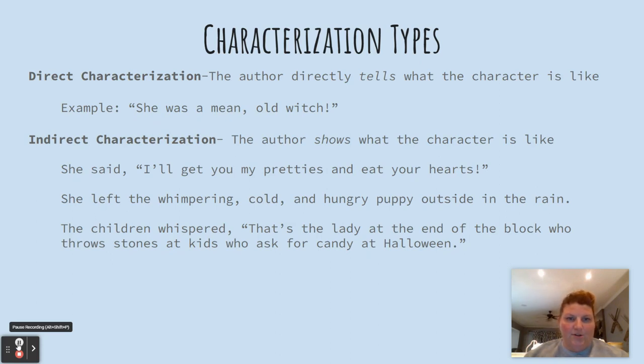With indirect characterization, the author shows what the character is like. For example, she said, the mean old witch, "I'll get you, my pretties, and eat your hearts." That tells us that she is mean. She left the whimpering, cold, and hungry puppy outside in the rain. That tells us that she is mean. And the children whispered, "That's the lady at the end of the block who throws stones at kids who ask for candy at Halloween."